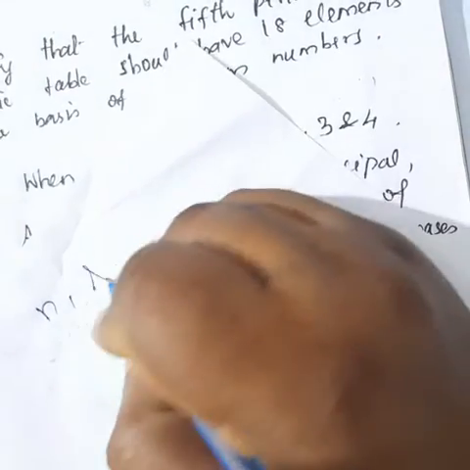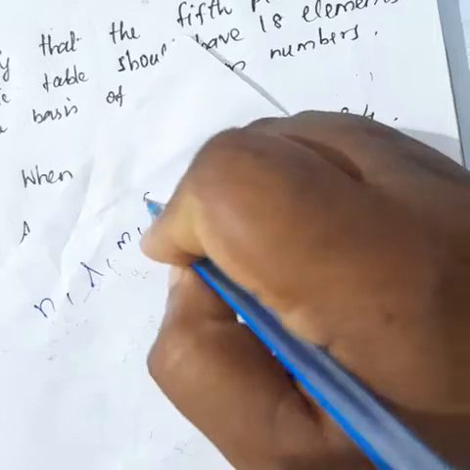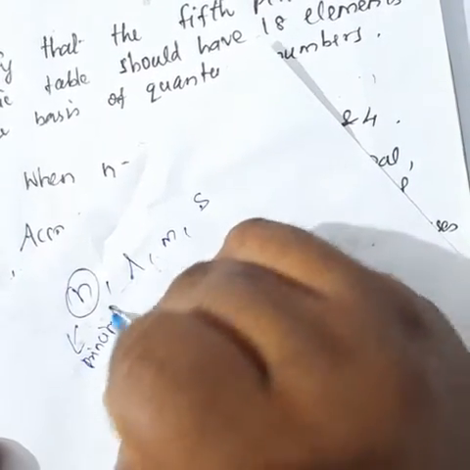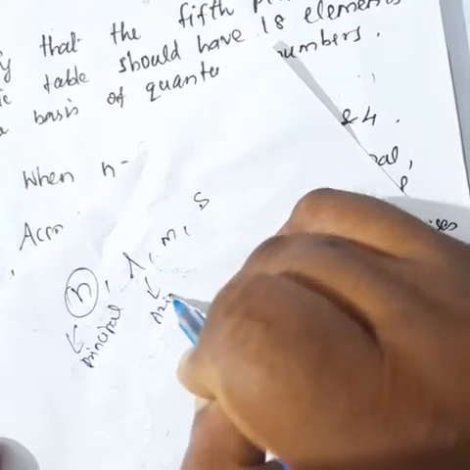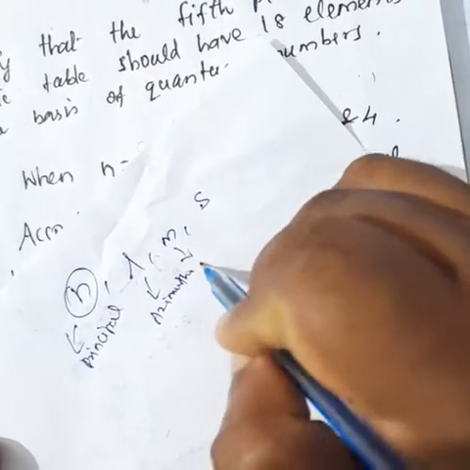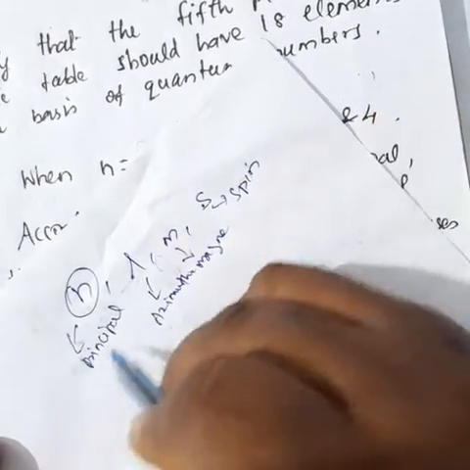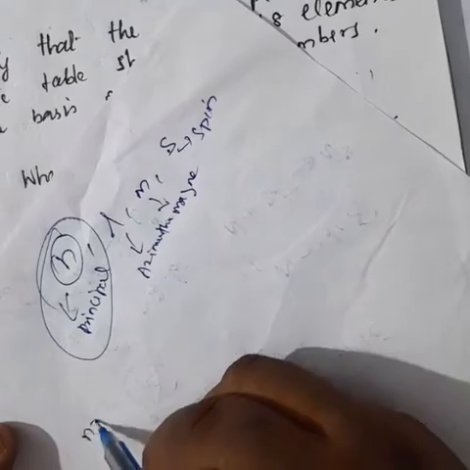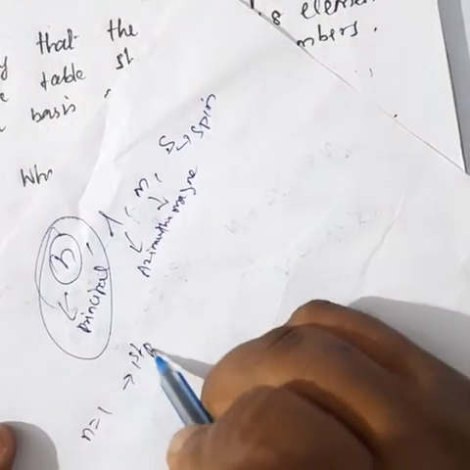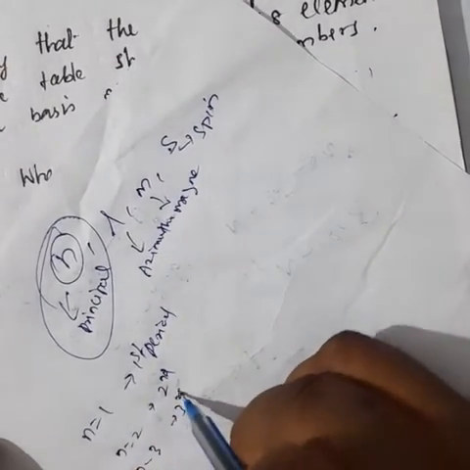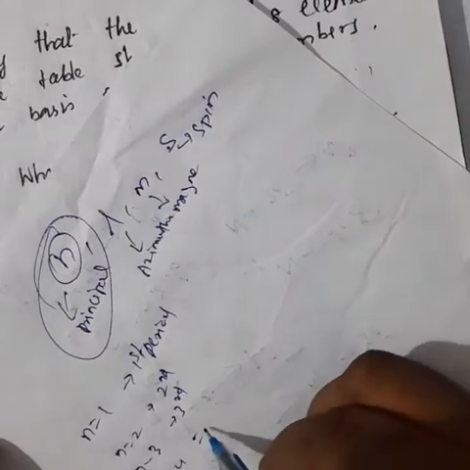N means principal quantum number, L means azimuthal quantum number, M means magnetic quantum number, and S means spin quantum number. Here N means principal quantum number. It represents the periods. N is equal to 1 means first period, N is equal to 2 means second period, N is equal to 3 means third period, N is equal to 4 means fourth period, N is equal to 5 means fifth period. Understood? So here N is equal to 5.